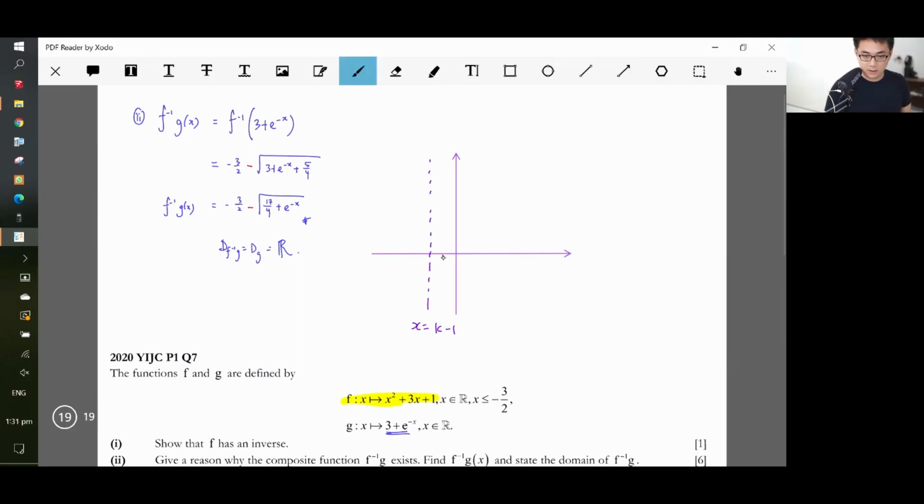At that time, ln 1 is 0. Ln 1 is 0. Okay, good. So it looks like that. I'm just going to quickly go through this.